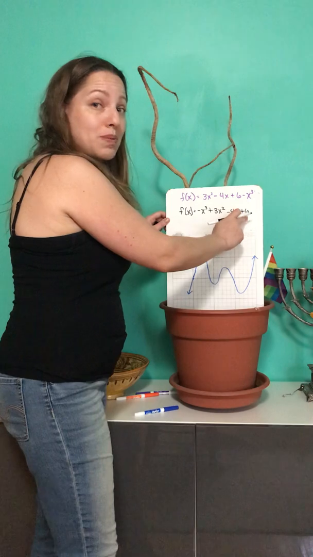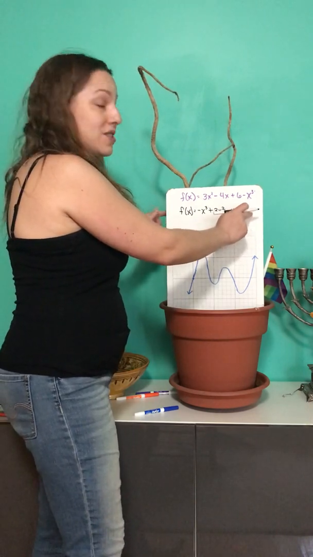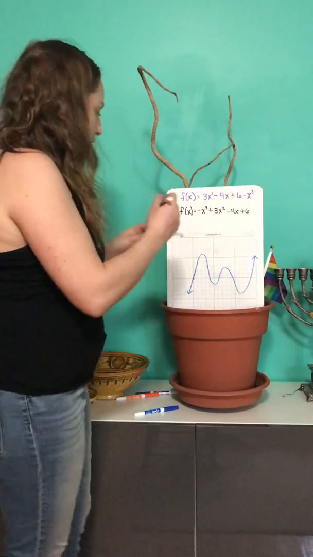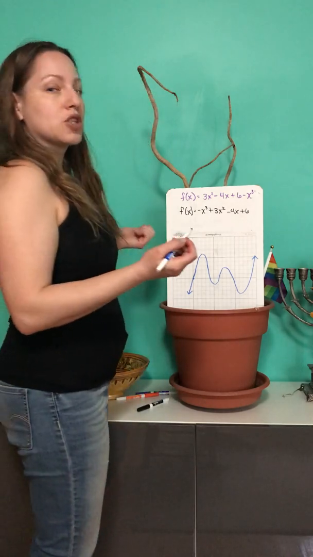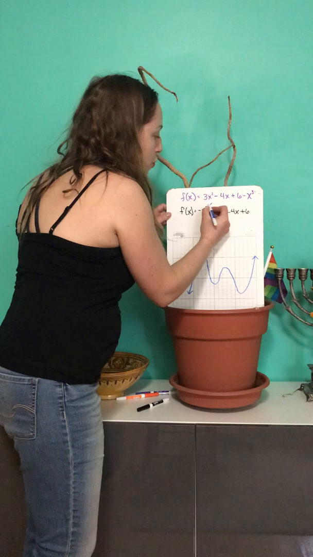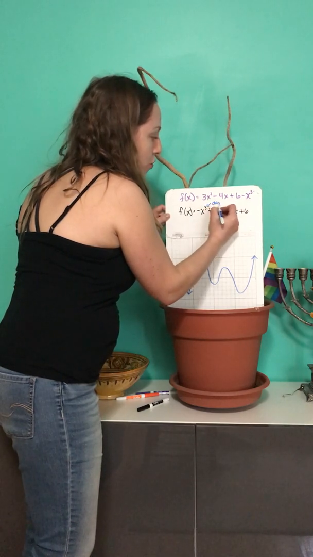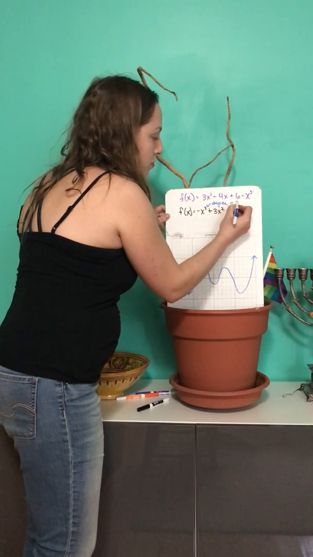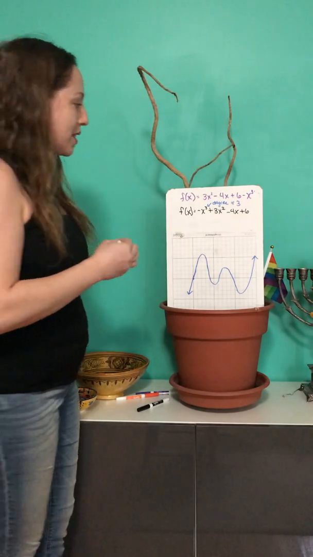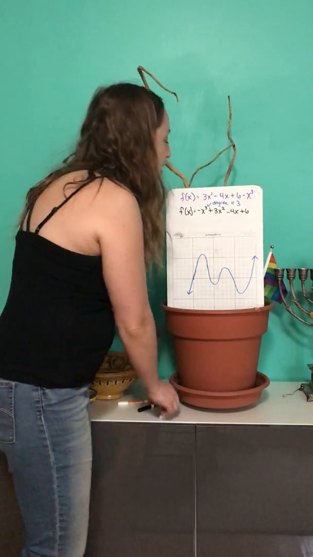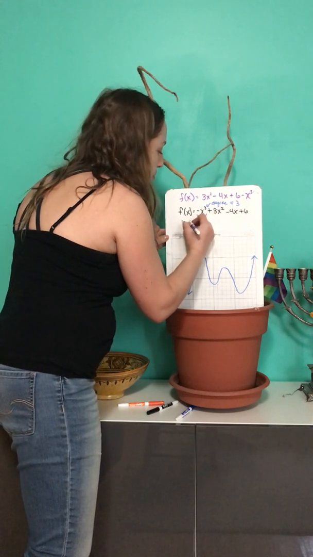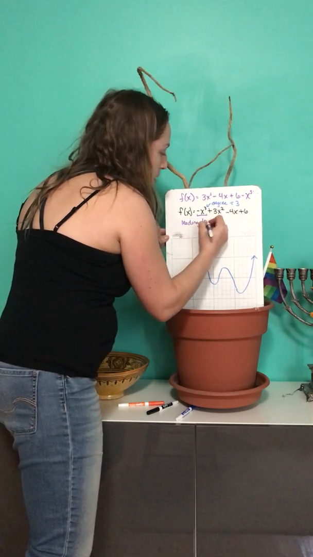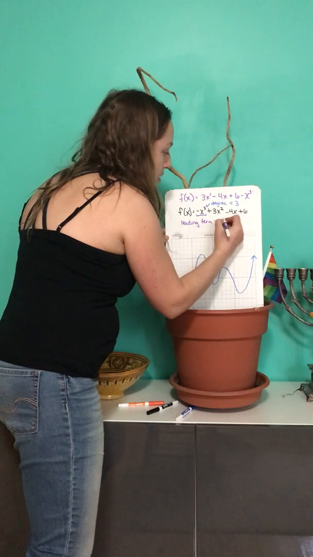That's called the constant because it has no variable with it, meaning that there's nothing, so the exponent would be 0. Okay, now let's label all the important things. First thing is, what's the degree of the polynomial? The degree is the highest exponent. So the degree is 3. The next thing is, what's the leading term? So the leading term is the entire term in front. So the leading term is negative x to the third.